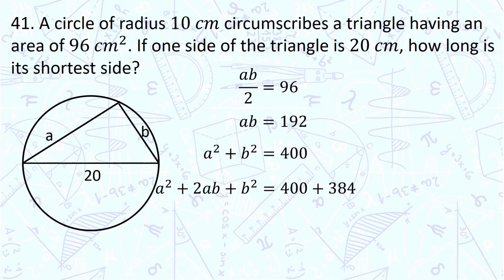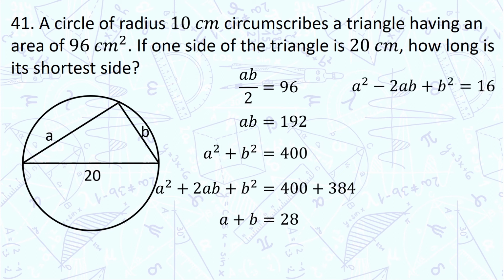We add 2ab to both sides of this equation. We have a squared plus 2ab plus b squared, a perfect square trinomial, equals 400 plus 384. 784, a perfect square. So we have a plus b equals 28, getting the square roots of both sides.